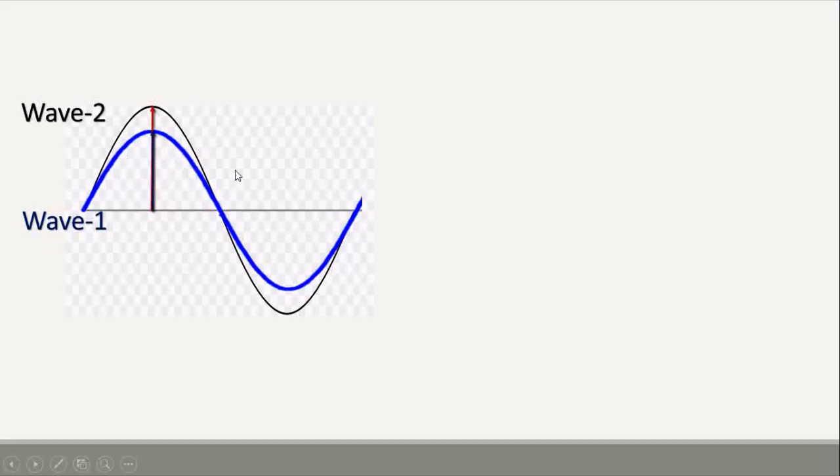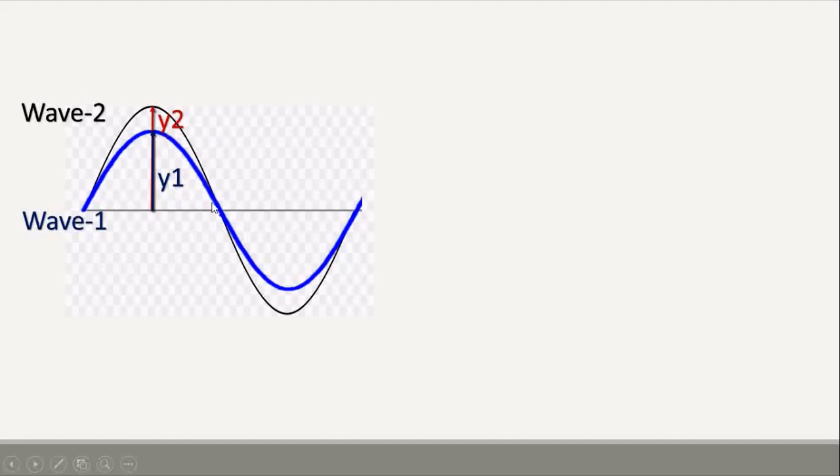But let us find the amplitude. Wave 2 has a larger amplitude, and wave 1 has a smaller amplitude. I call y1 the displacement produced by wave 1, and y2 the displacement produced by wave 2. Displacement here is nothing but the maximum displacement, which is also called the amplitude of the wave.